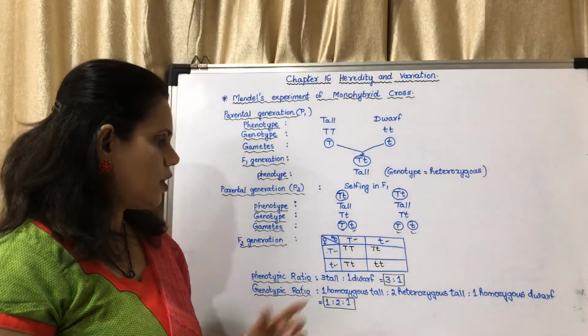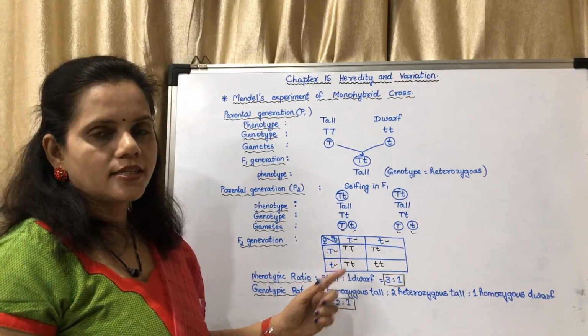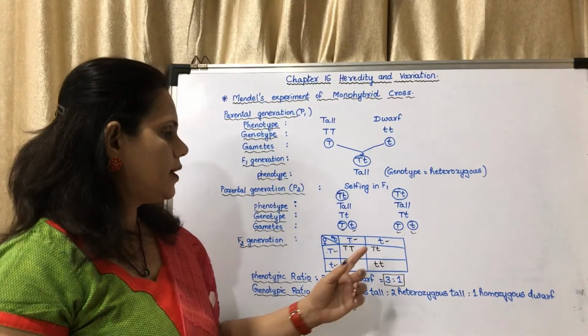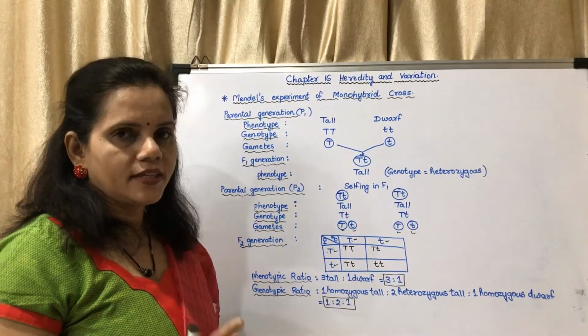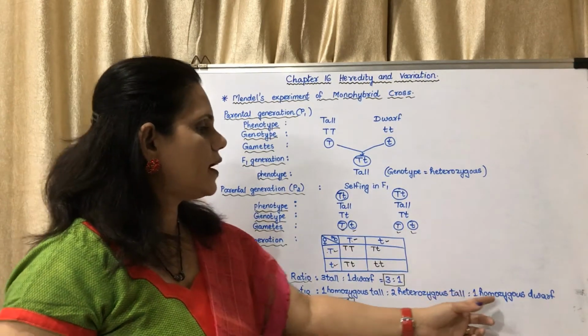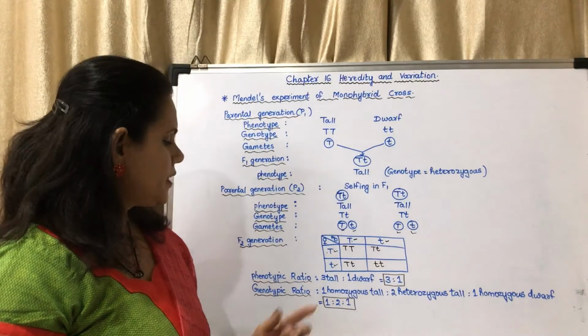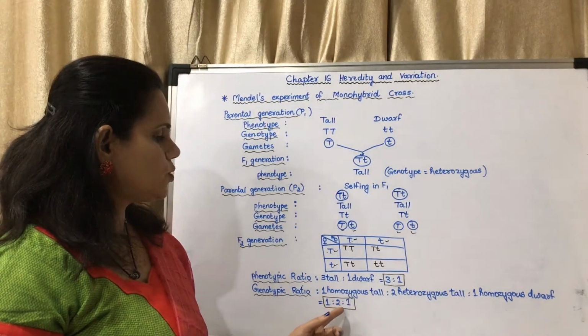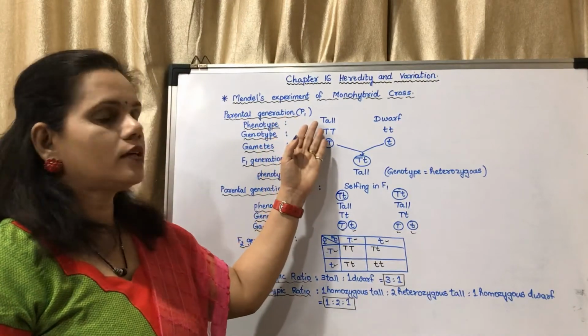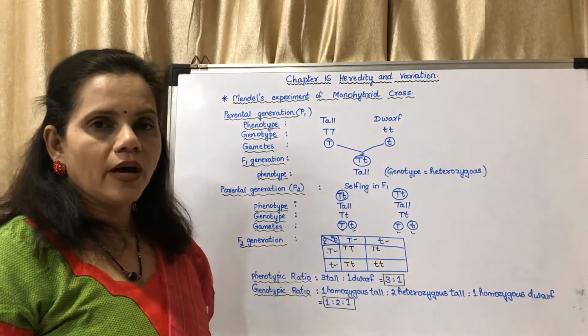Genotypic ratio is 1 homozygous tall. This is homozygous. Homozygous means both the genes are the same. These two have different genes. So 2 heterozygous tall and 1 homozygous dwarf. That means the ratio is 1:2:1. Okay, so the parents, one was tall, the other was dwarf.